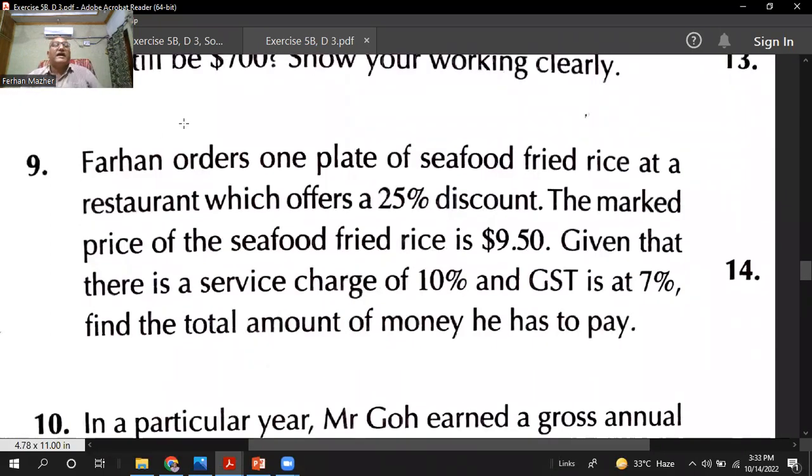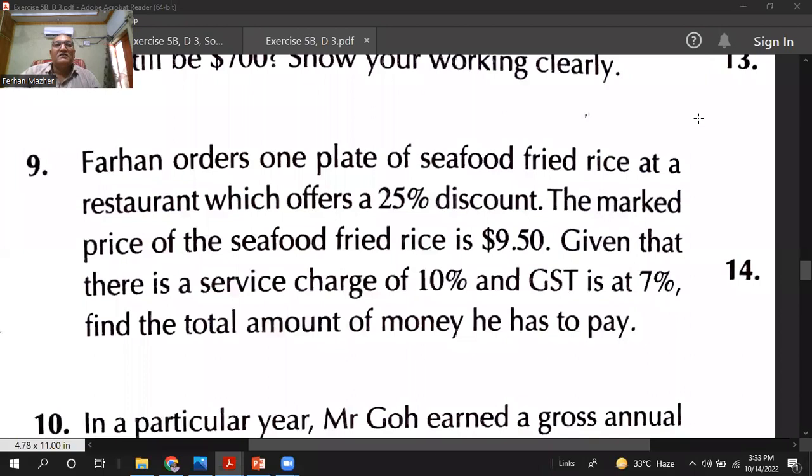So we have question number 9 here. He says, Farhan orders 1 plate of seafood fried rice at a restaurant which offers a 25% discount. The mark price of the seafood fried rice is $9.50. Given that there is a service charge of 10% and GST is at 7%, find the total amount of money he has to pay. First of all, the mark price is 9.50, and the restaurant will give you 25% discount.